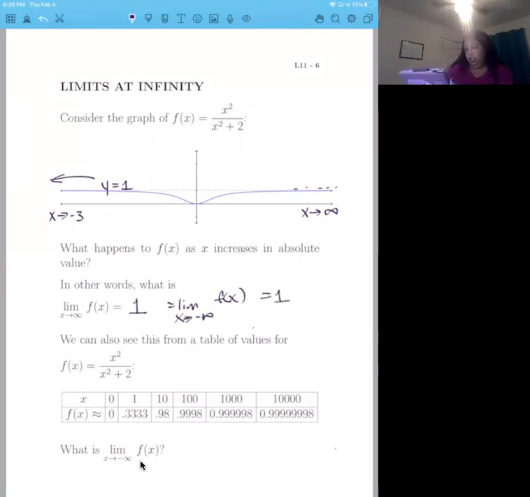We could look at it as looking at the table. As I get really big, so here's x getting bigger: 1, 10, 100, 1,000, 10,000. What's the y value doing? Well, it's getting really, really close to 1.